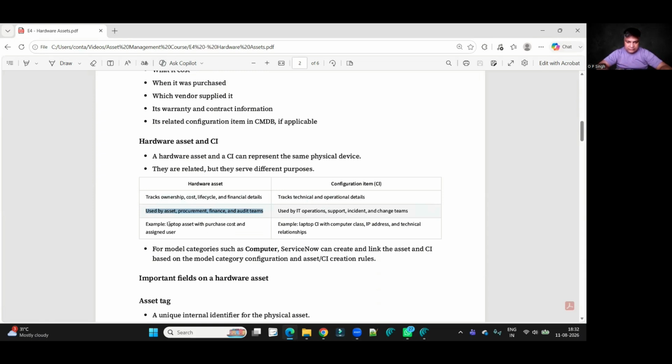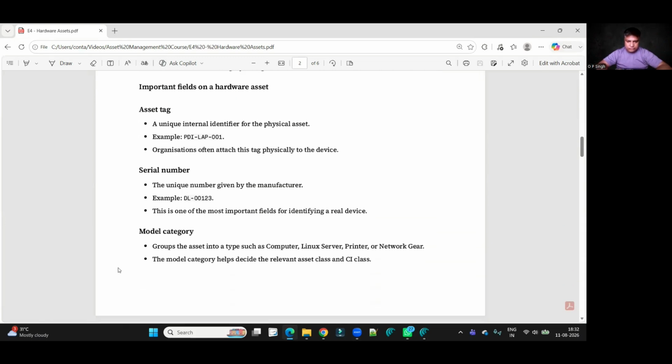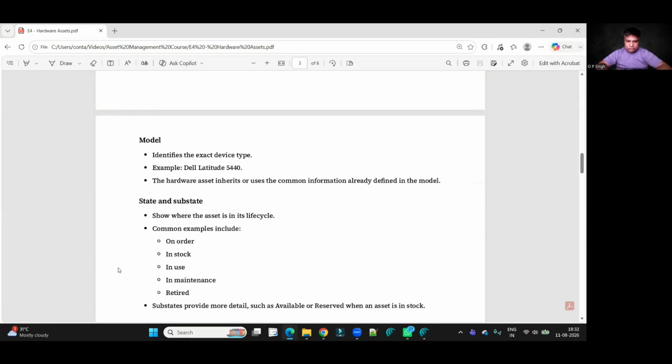You can see the example laptop asset with purchase cost and assigned user. Laptop CI with computer class, IP address, technical relationships. Okay. So same thing, but different information is captured. And you know from this document, purpose is also different. Important field of asset table. So very self-explanatory. You can go through it.